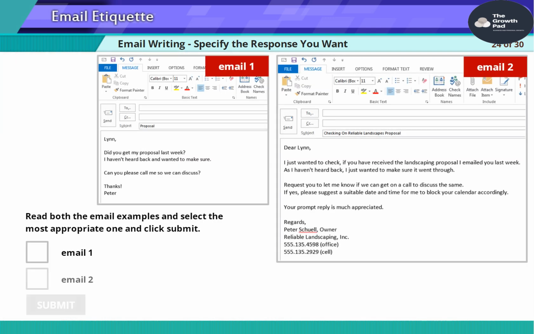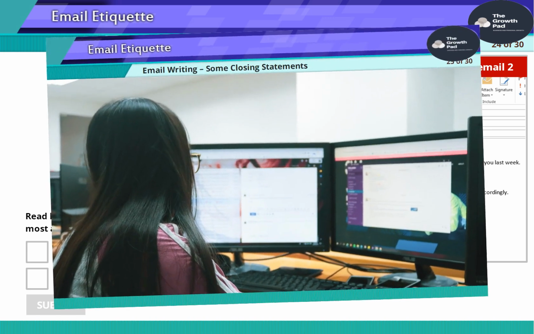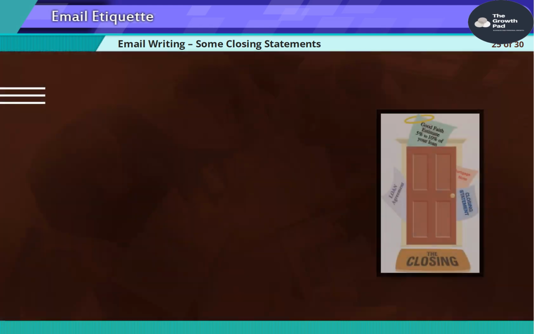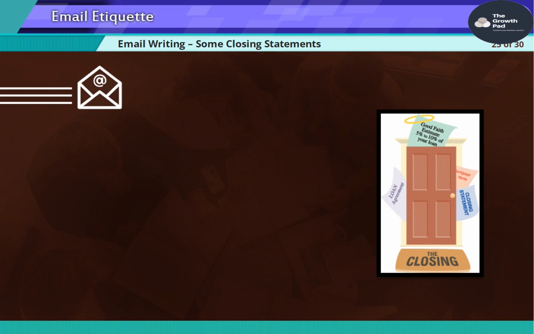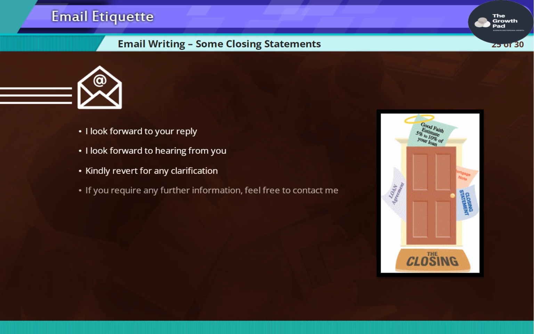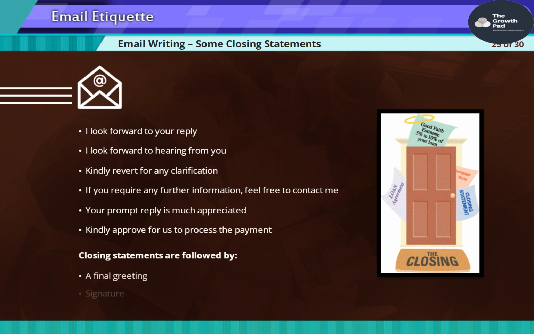Read both the email examples and select the most appropriate one and click Submit. Closing appropriately is very important. This is where we decide whether an email is an informative or an actionable email. Closing includes a closing greeting right before the signature. Here are a few examples.